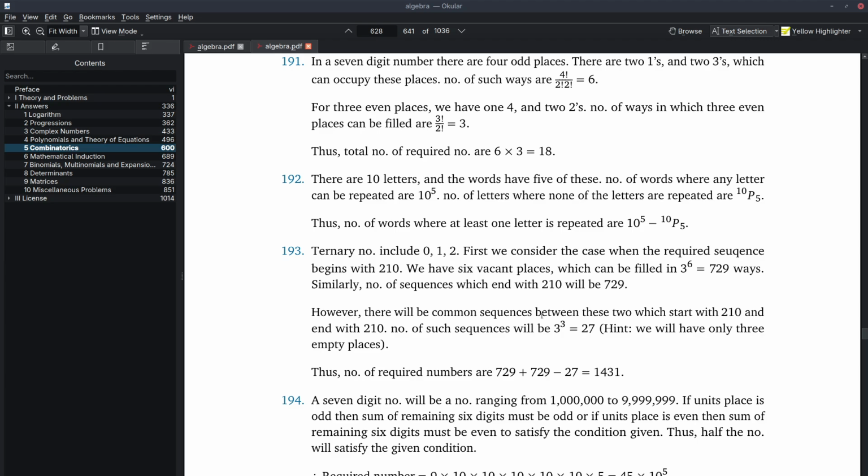However, there will be common sequences between these two which start with 210 and end with 210. The number of such sequences would be 3 to the power 3, because 6 positions are filled. So the remaining 3 can be filled in 3 to the power 3 ways. So that is 27. And therefore the required number of sequences would be 729 plus 729 minus 27, that is 1431.